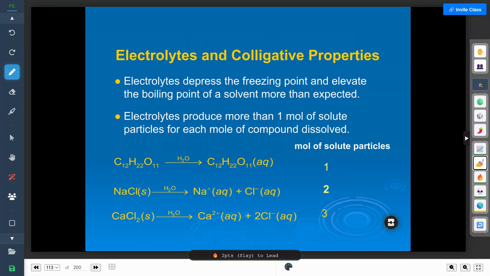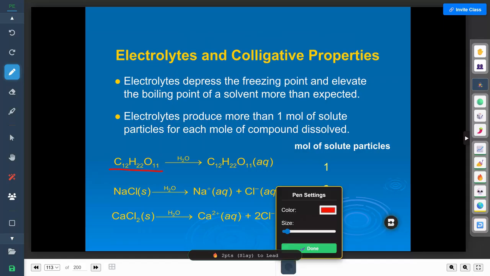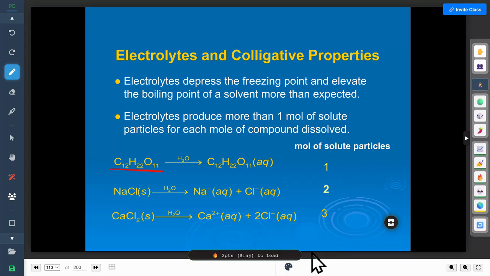Then we have the electrolyte versus the non-electrolyte. What's happening if I put an electrolyte into water versus a non-electrolyte? Let's start with our first one. This is sucrose, C12H22O11, and that is being put into water. And when I put it into water, you can imagine a little bit of a sugar cube that you might have. And that sugar cube is going to break up into tiny little pieces, right, of sugar.